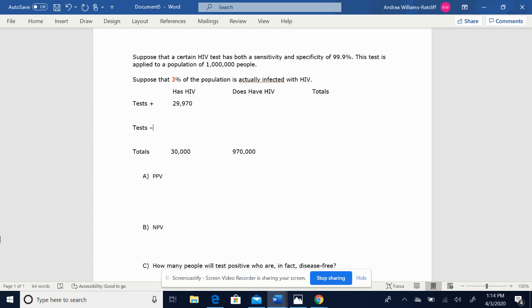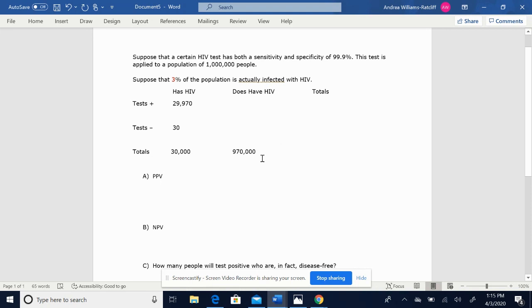So the first thing I did in this calculation is I converted 99.9% to a decimal and I multiplied it by 30,000. Okay, so that's how I found the 29,970. And now I know this has to be 30. Why? Because we know 30,000 people have HIV. 99.9% of these people will actually get a positive test. That other 0.1%, okay, they're going to get a false negative.